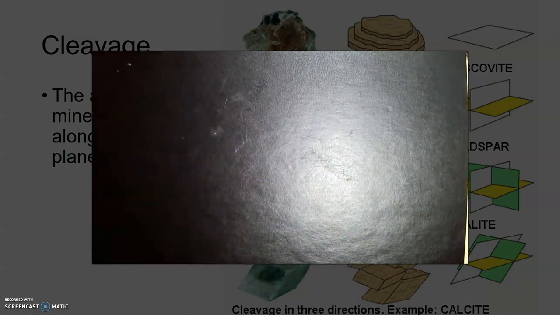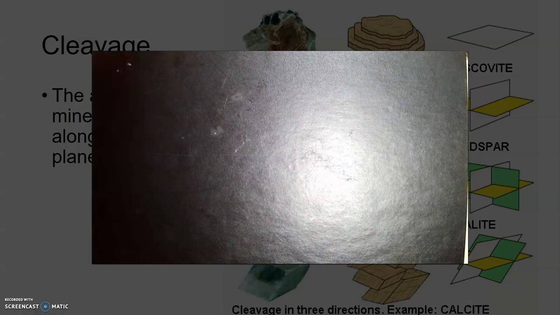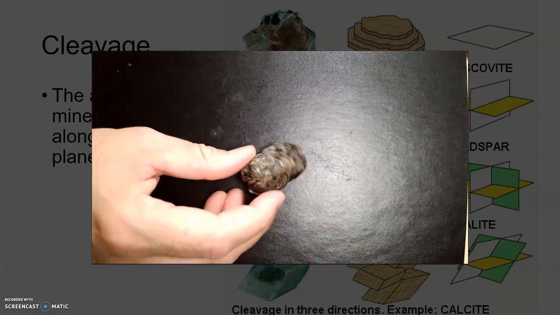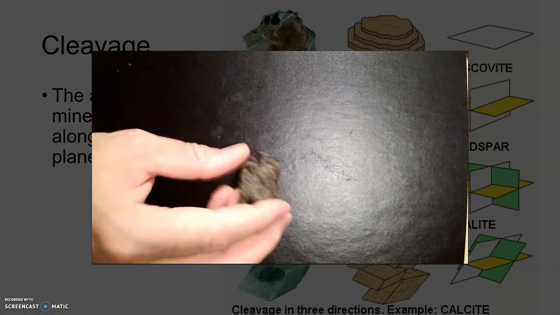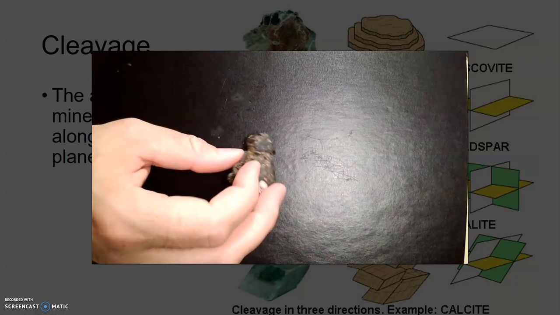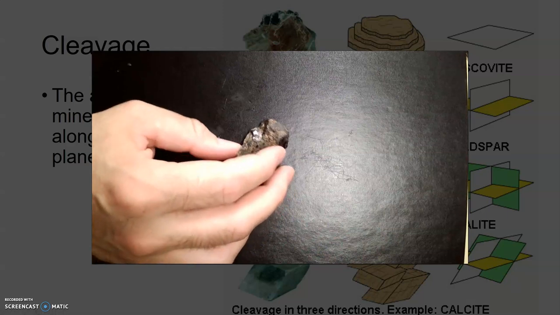However, there are some minerals that do not have cleavage. For example, if you were to smack this with a hammer, there are no parallel sides to it. There's no cleavage to it. It doesn't break nice and neat. It just, in essence, fractures.